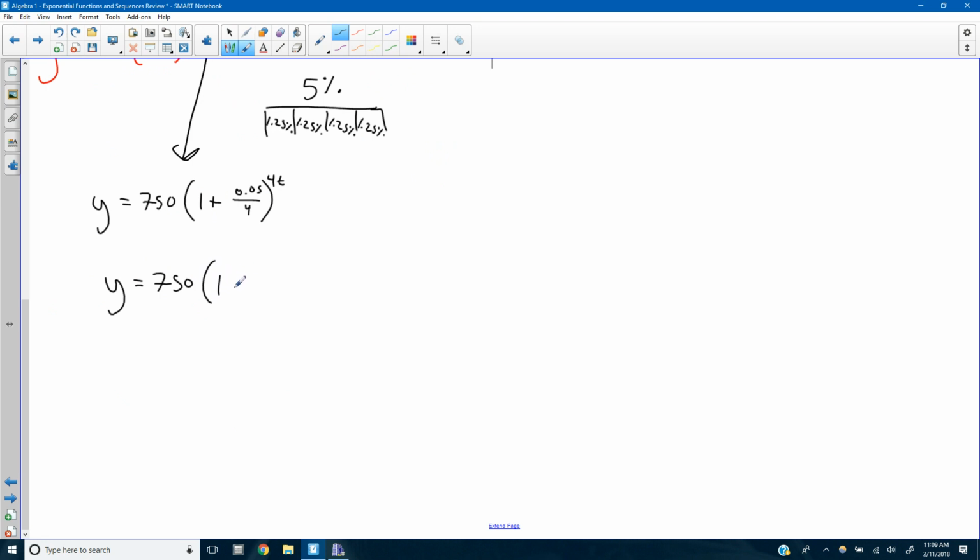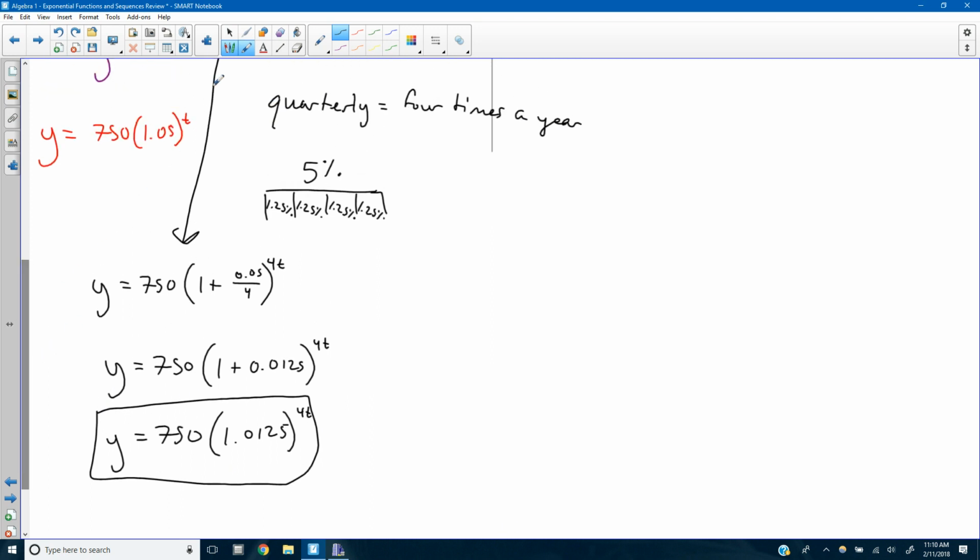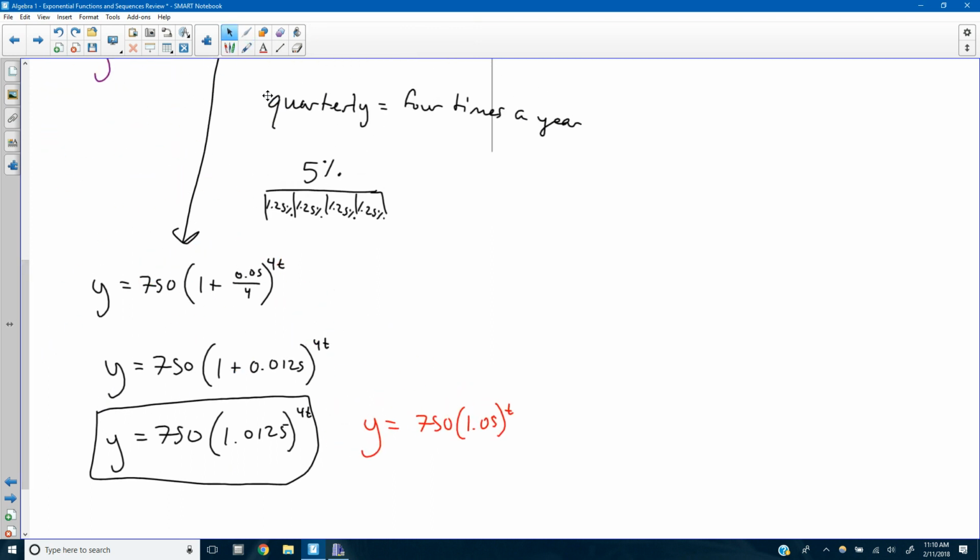So this becomes y equals 750 times 1 plus 0.0125, if you actually do the division there. So that is y equals 750 times 1.0125 to the 4t power. That ends up being the model for this thing. Now this one compared to the one I wrote here in red, they do differ. This one is compounded annually, and this is compounded quarterly.